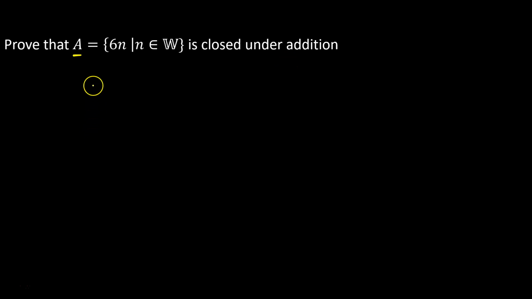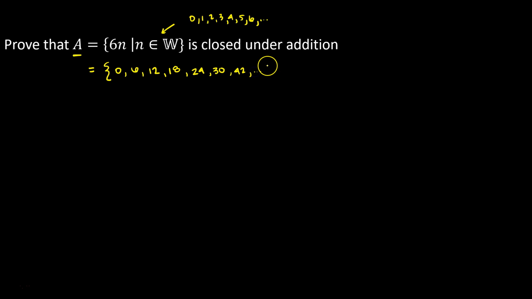So the first thing that maybe we want to do is think about what elements live inside of this set. Remember that if n is a whole number, then n is either any one of the numbers 0, 1, 2, 3, 4, 5, 6, etc. So A has numbers that look like 6 times 0, 6 times 1, 6 times 2, 6 times 3, 6 times 4, 6 times 5, 6 times 7, etc. Oh, I forgot 6 times 6.